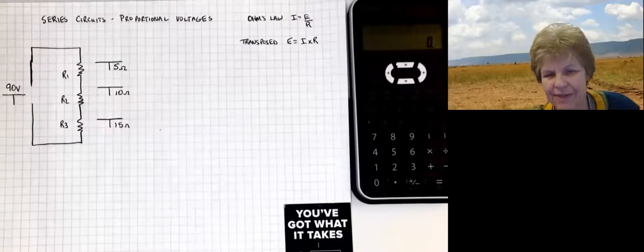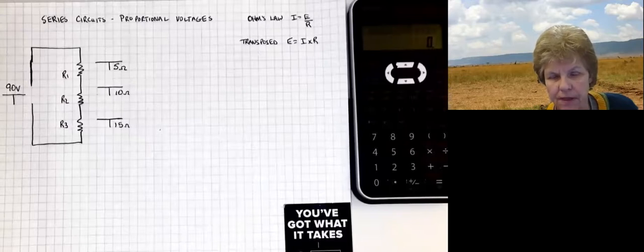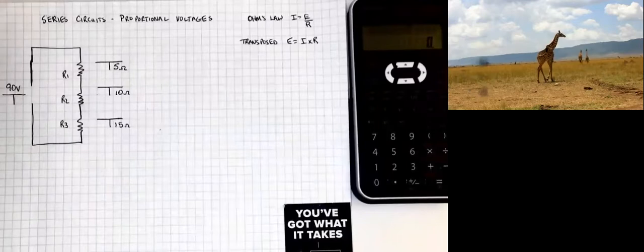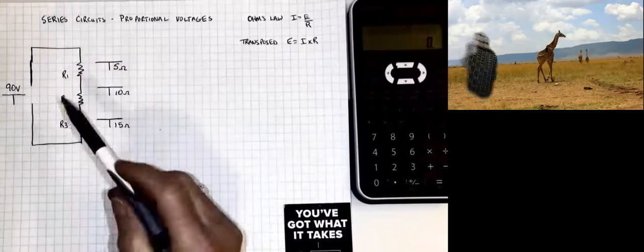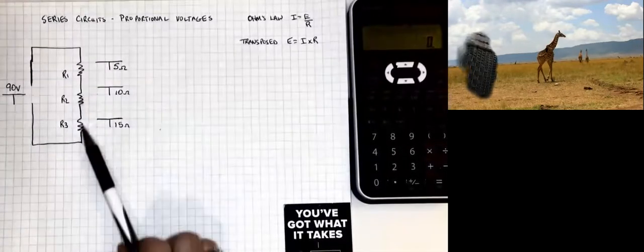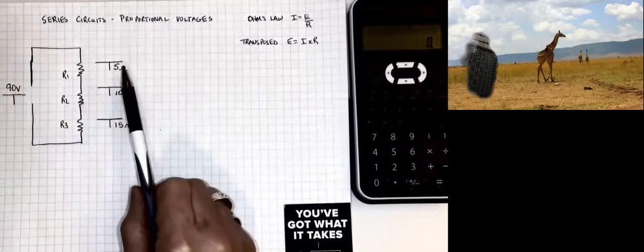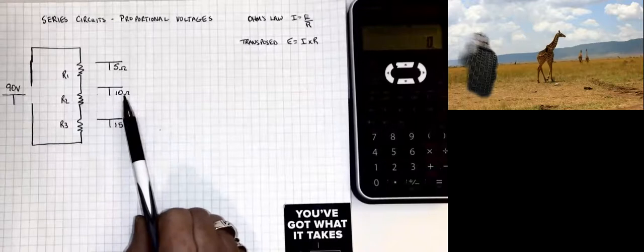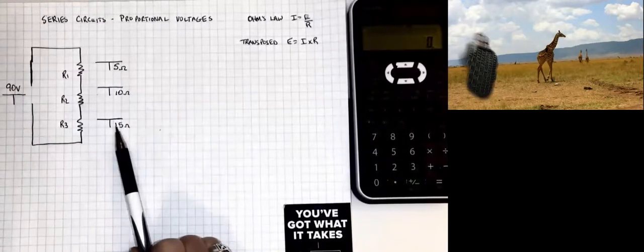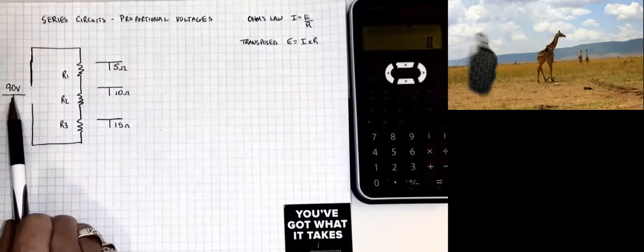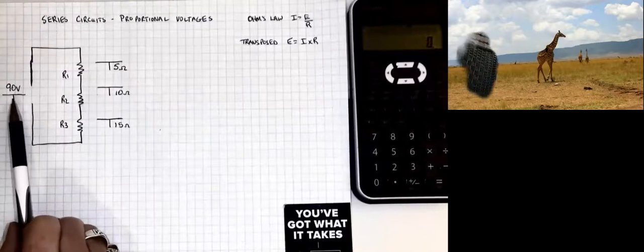Hello everybody, today I'm going to show you a proportional voltage calculation in a series circuit. If you look at my circuit, it's just a series circuit. I've got R1, 2, and 3. R1 is 5 ohms, 2 is 10 ohms, 3 is 15 ohms. In this case, I've set a voltage of 90 volts.